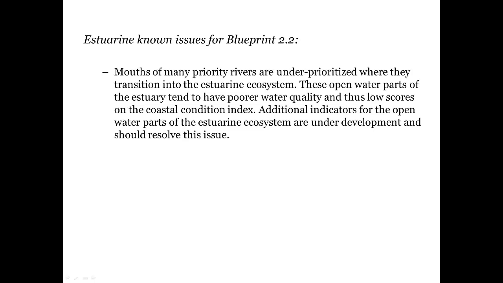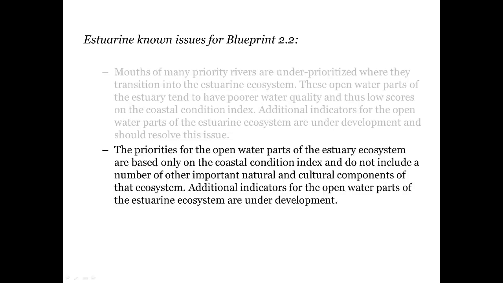Moving into the estuaries. Mouths of many priority rivers are under-prioritized where they transition into the estuarine ecosystem because they have poorer water quality and score lower on the Coastal Condition Index. Additional indicators for the open water parts of estuaries are under development and should help resolve this issue. The priorities for the open water part of estuaries are based only on coastal condition. Again, more indicators for the open water parts of estuaries are being developed.